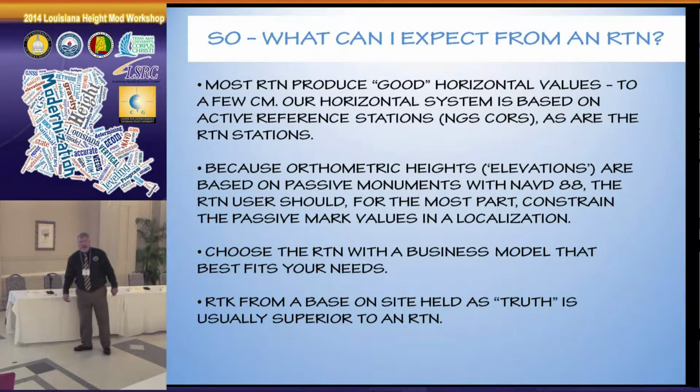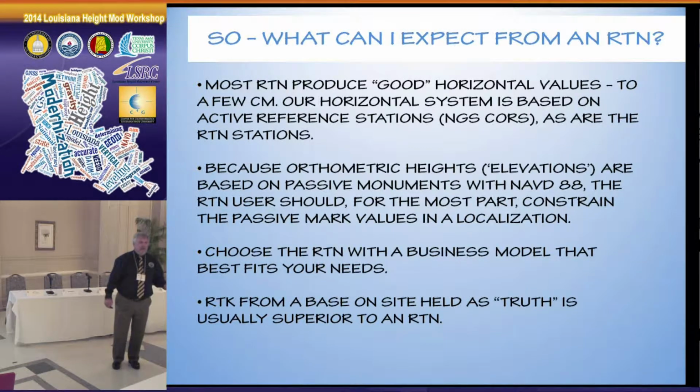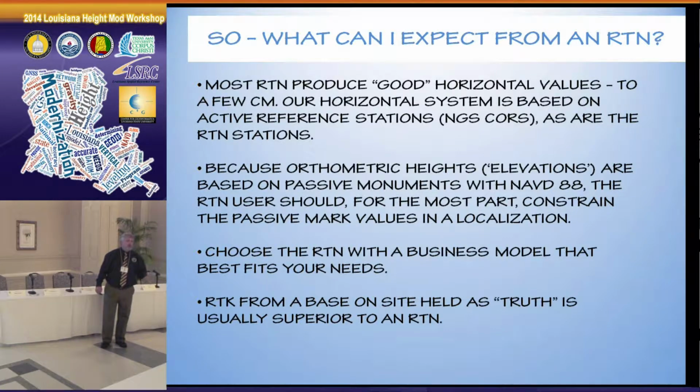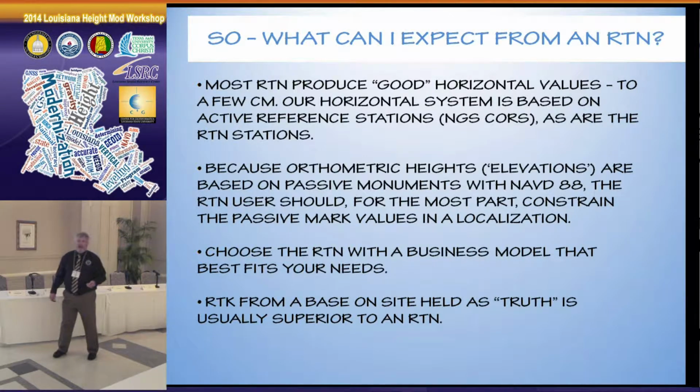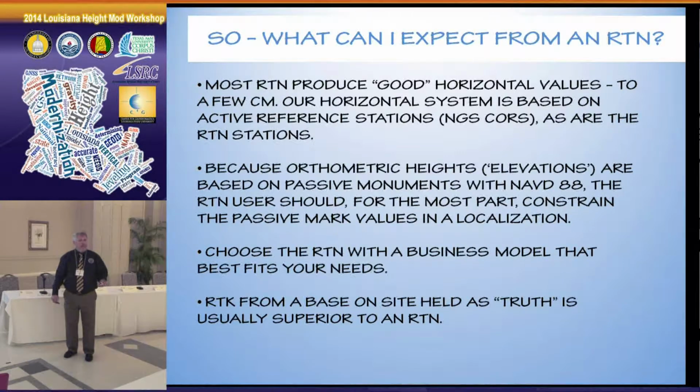Again, RTN give you good horizontal positions, and the vertical is always a question. So if you have site control that's truth, that you're holding as truth, you can calibrate to that, even with 2 points. You can do a vertical calibration and use that. Otherwise, you're reliant on the geoid model. Yes, you have good ellipsoid heights. How good is a geoid model?